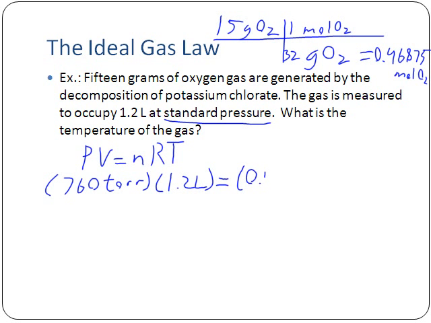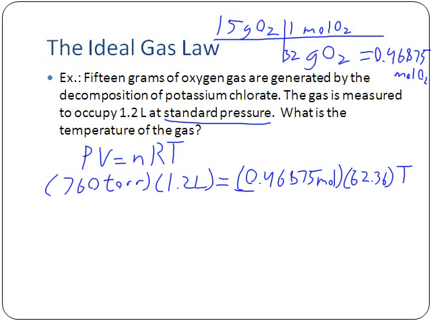So 0.46875. Note we don't round yet because we're not done with the problem. Times our ideal gas constant here. And so the gas constant, because of the fact that we're using torr and liters and all that, is the same one we always use in this class, 62.36. And so for R, you put in 62.36. And then lastly, times the temperature, which is what we don't know. And so that's what we're solving for.